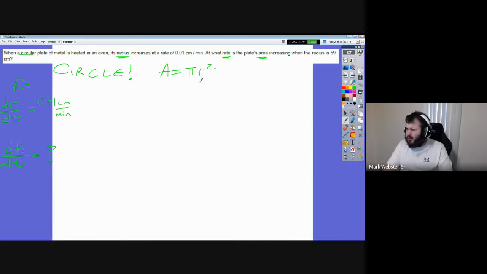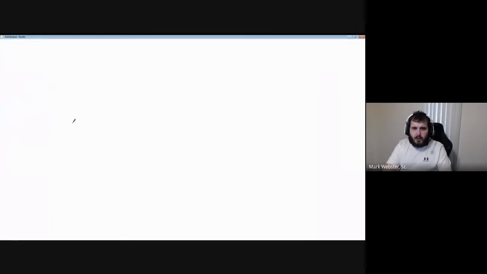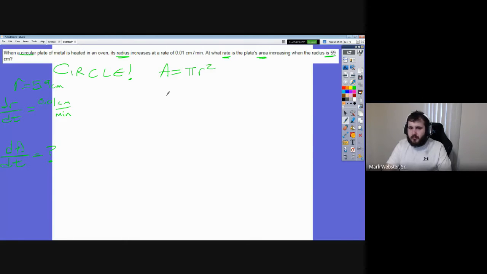Right? Pi r squared. Area. So this is all, I haven't even finished reading the problem yet, right? Increasing when the radius is, okay, so here's what the radius is, 59 centimeters. So let's do this. We want dA/dt. Well, let's generate dA/dt. Let's implicitly differentiate both sides.